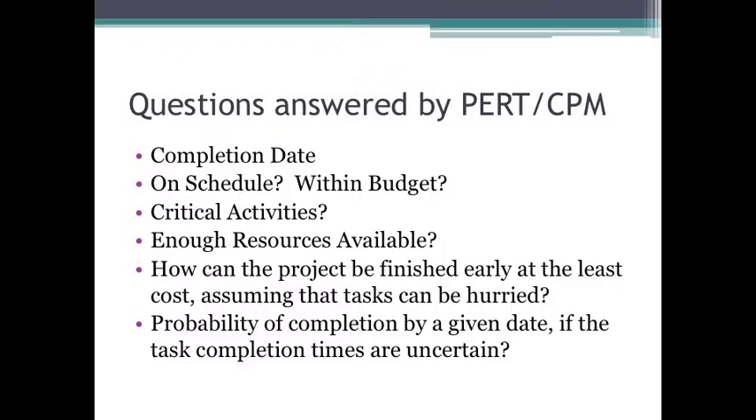We also get to see if there's enough resources available. We see how to finish the project early at the least possible cost if those tasks can be hurried, and we'll talk about crashing toward the end of the chapter. And we also can get the probability of completing the project by a given date if there's uncertainty in the task completion times, and there's almost always uncertainty in the task completion times. So this is the information that PERT CPM gives us.